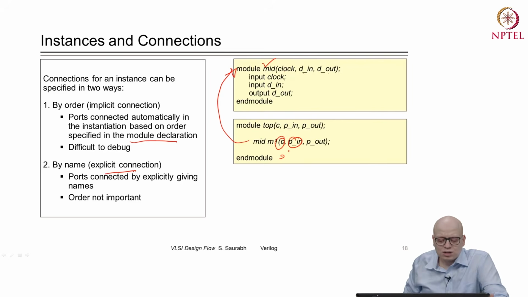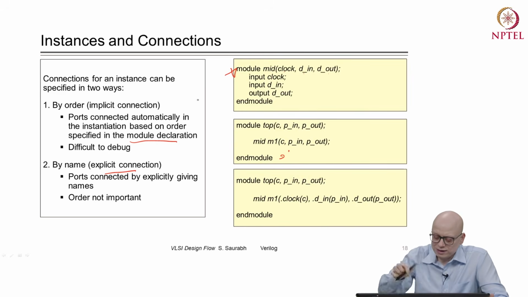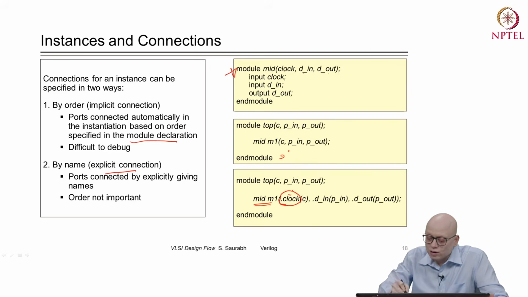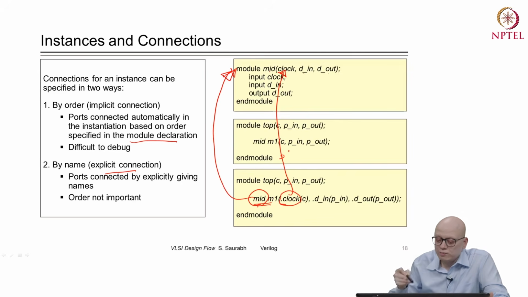In this case ports are connected by explicitly giving names. This is an example. While instantiating I say dot clock. Dot clock refers to the port in the master module of mid. So, this is the mid, this is an instance, and its master module is here. Whatever the port name was there, I defined here clock, and then say that the net C is connected to clock and D in is connected to P in and D out is connected to P out.